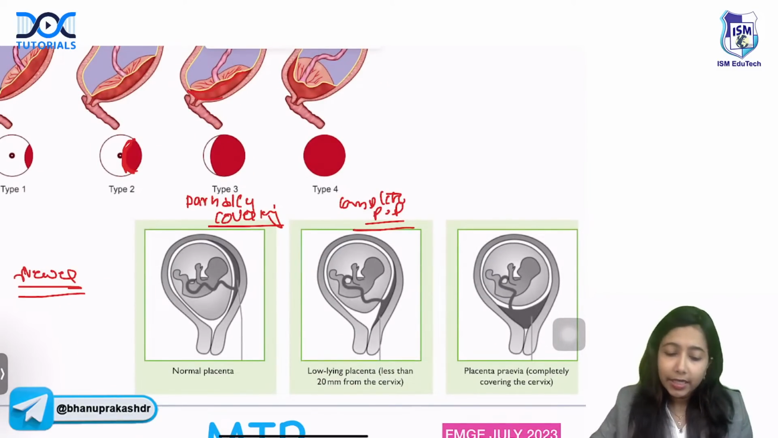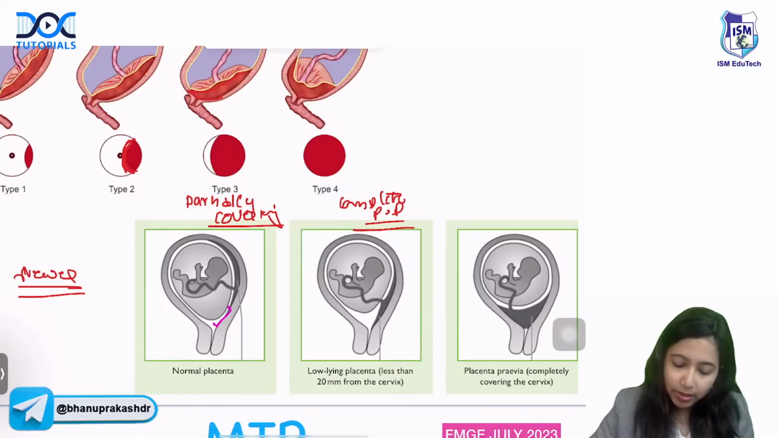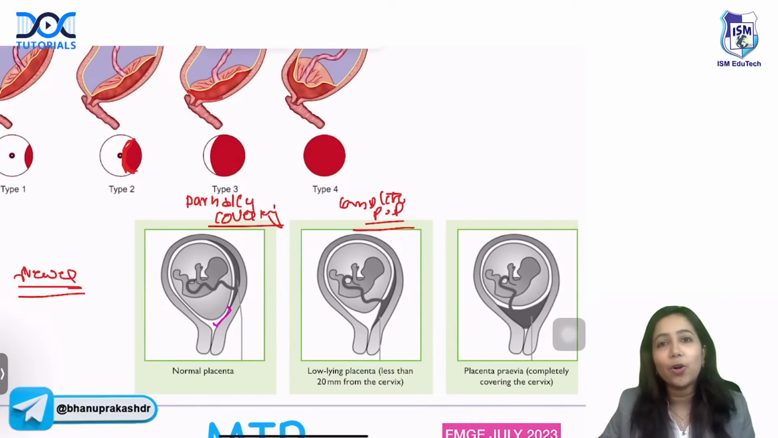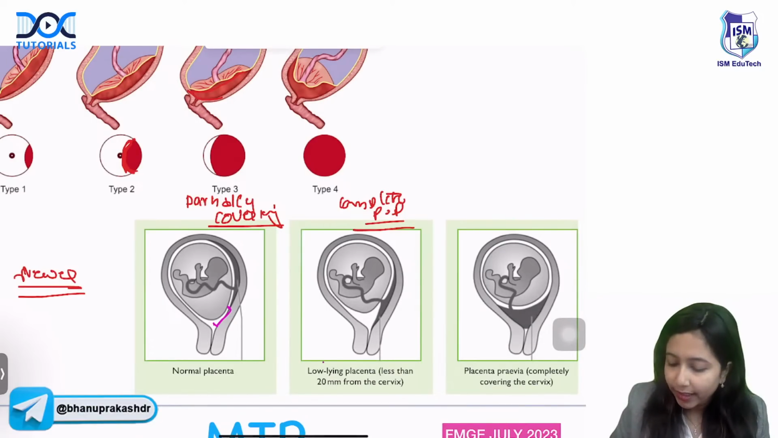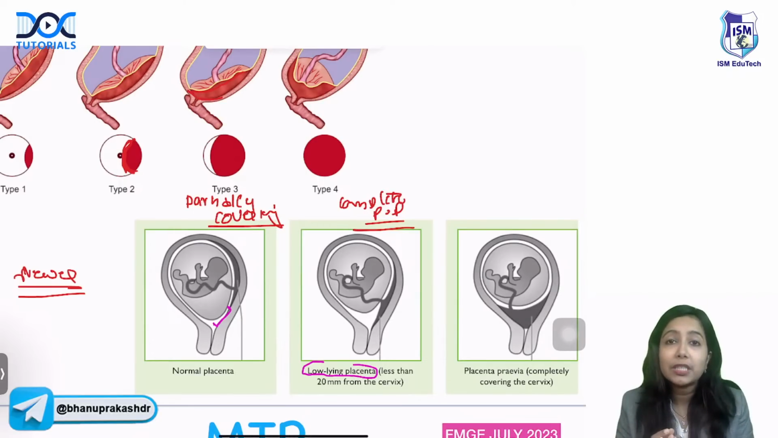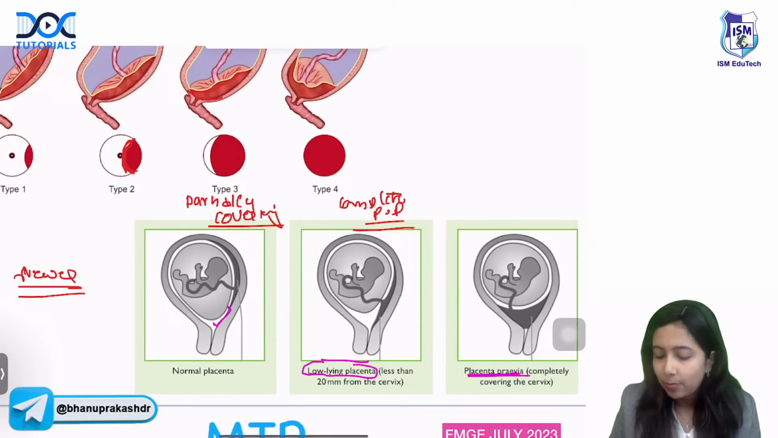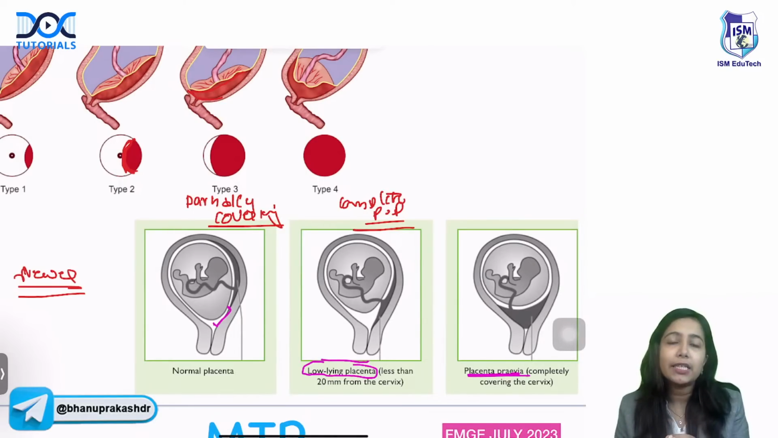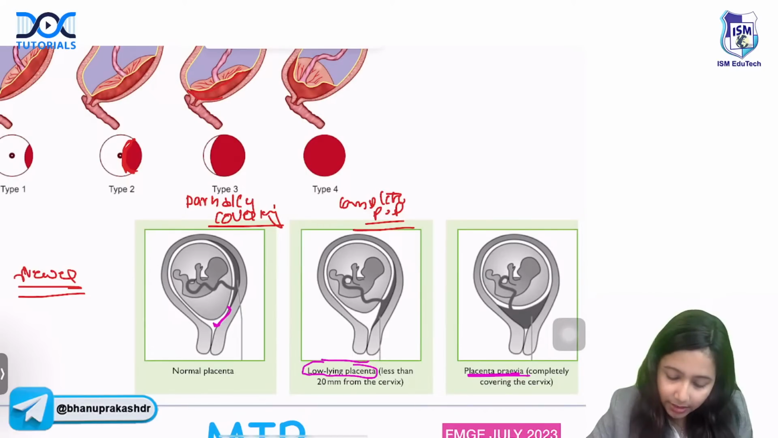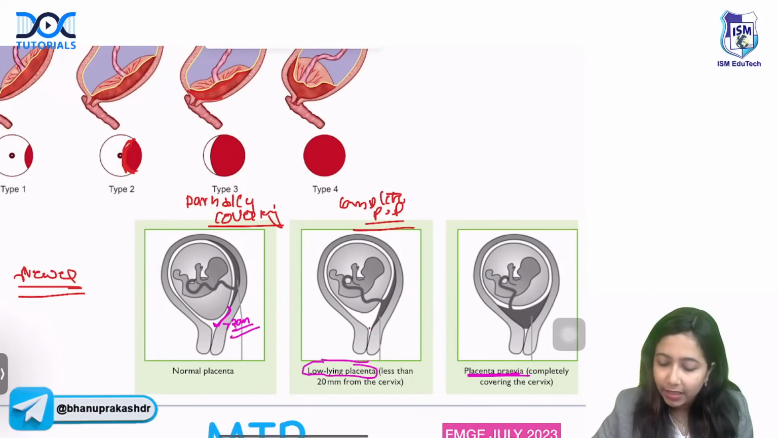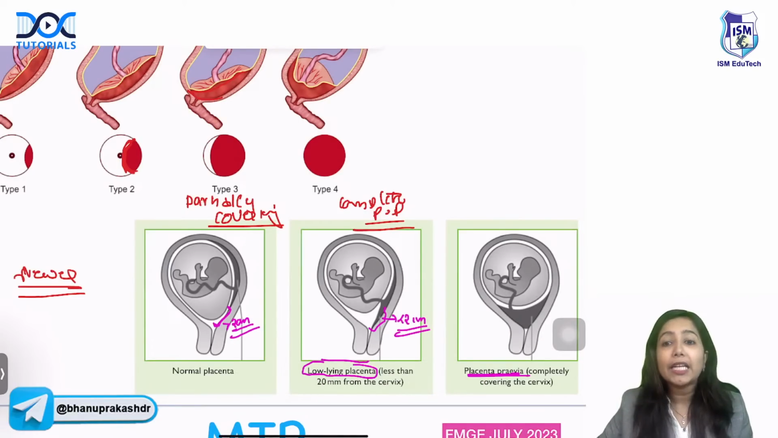So normal placenta is usually located more than 2 centimeter from the level of internal os. Whereas again, the two types that are associated with abnormal placentation, one is low-lying placenta, other is placenta previa. If the placenta is less than 2 centimeter from the internal os or from the cervix, it is known as low-lying placenta. So if you see here, it is more than 2 centimeter, it is normal. If it is within 2 centimeter, it is low-lying placenta. And if it is completely covering the cervix and the os, like this, it is the placenta previa.